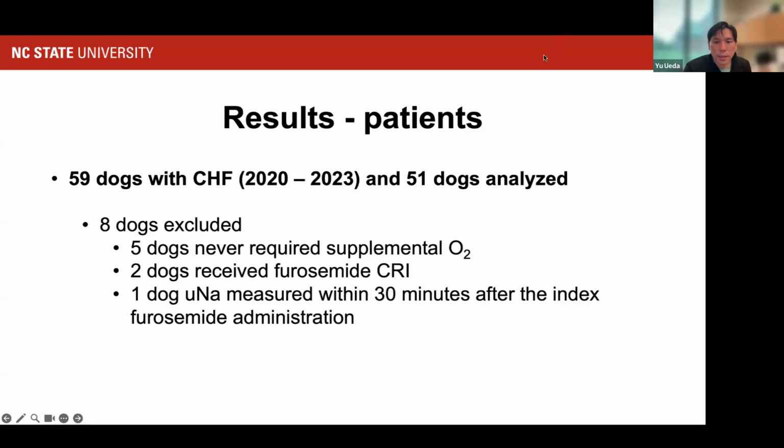As a result, they were able to collect 59 dogs with congestive heart failure in this hospital between 2020 and 2023. They ended up excluding 8 dogs, including 5 dogs with no oxygen supplement, 2 dogs that received the furosemide CRI, and 1 dog with urinary sodium concentration measured within 30 minutes after the index furosemide administration. That was too early to measure urinary sodium concentration. So these 8 dogs were excluded from the analysis.